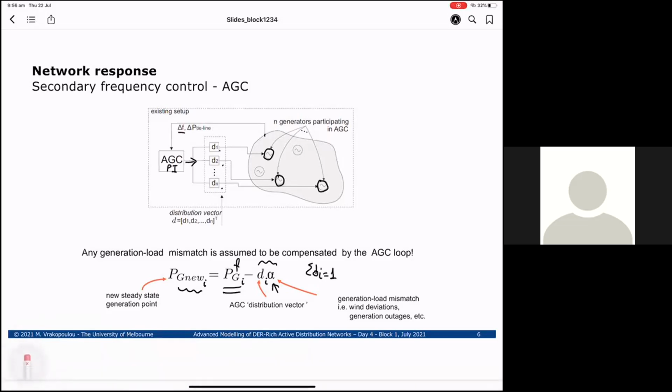So again here, if you want to ensure through your stochastic OPF that the system will be secure at the steady state point that is defined by the AGC, it's good to take such a steady state equation, that is linear as well with respect to the generation load mismatch, and incorporate it into your OPF problem.